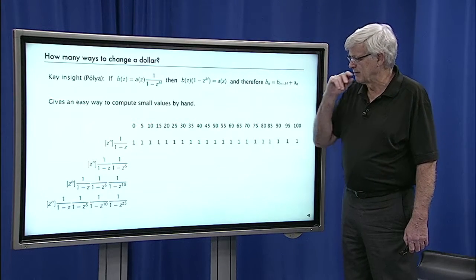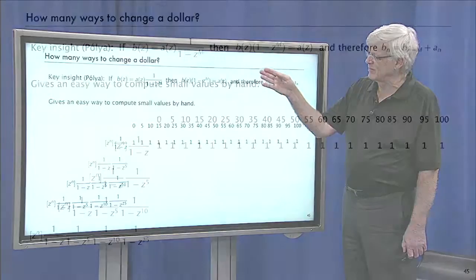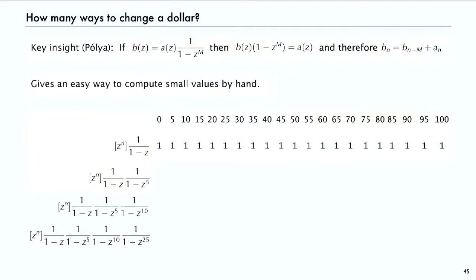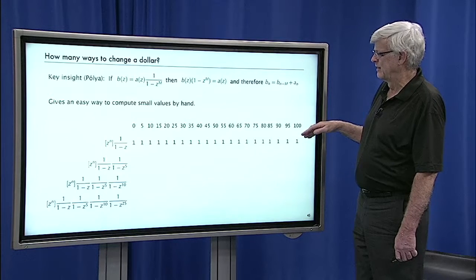So what Polya pointed out was that if you have a generating function b(z) that's equal to another generating function a(z) times 1 over 1 minus z to the m, then you multiply both sides by 1 minus z to the m, and you get the following recurrence: b sub n equals b sub n minus m plus a sub n. So that gives a way to go ahead and compute the small values.